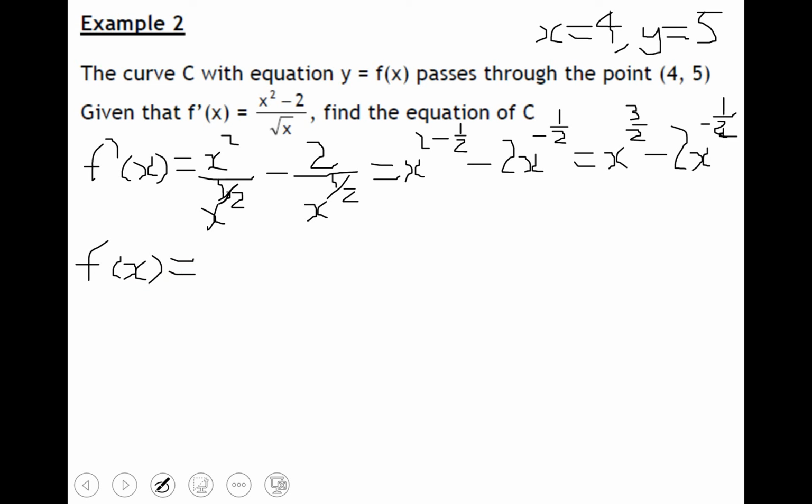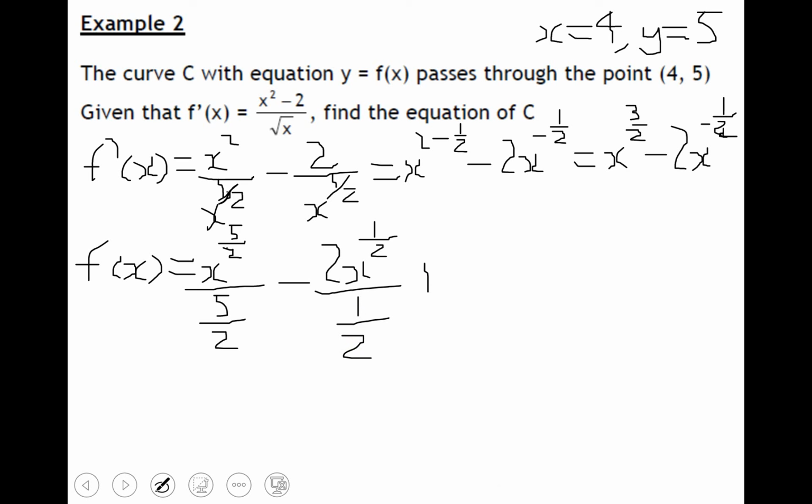So increase the power by 1, well x to the 3 over 2, if we add 1 to the power, the way to do that with fractions is to add the denominator to the numerator. So we have x to the 5 over 2, 3 plus 2 is 5, divide by the new power, so divide by 5 over 2, minus 2x, add the denominator to the numerator, minus 1 plus 2 is plus 1. So we get 2x to the half, divide by the new power, divide by a half, and then we're integrating, so plus c.